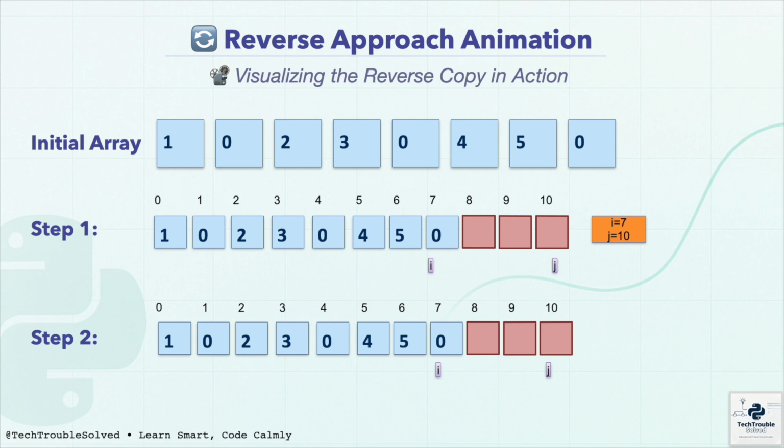So before looping begins, we find 3 zeros. So we imagine 3 extra boxes at the end as we discussed. I starts at index 7, the last real element, and j starts at index 10, the logical end. Now we copy backward. The element at I equal to 7 moves to j equal to 10. Since it's a 0, we duplicate it. 1 0 at index 10 and another at 10 minus 1, which is 9. Now the position of I is 6 and position of j is 8.